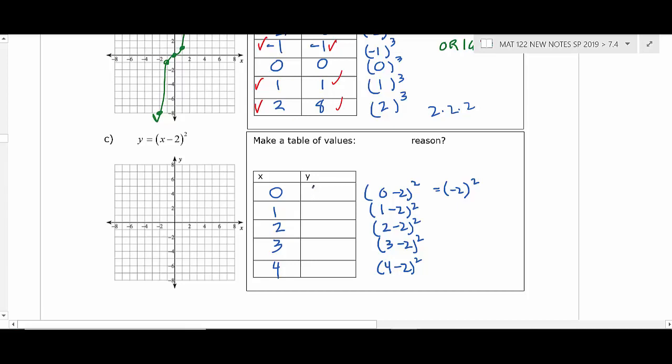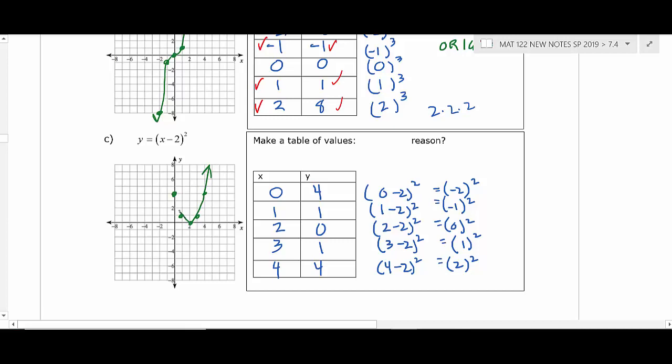That's negative 2 to the second, so that's positive 4. The next one is negative 1 to the second, so that's positive 1. Then 0 to the second is 0. Then 1 to the second is 1. And 2 to the second is going to be 4 like that. I just sort of picked points so I could see the symmetry about the vertex on this quadratic function. So plot the points. So you'd have (0, 4), (1, 1), (2, 0), (3, 1), and (4, 4).